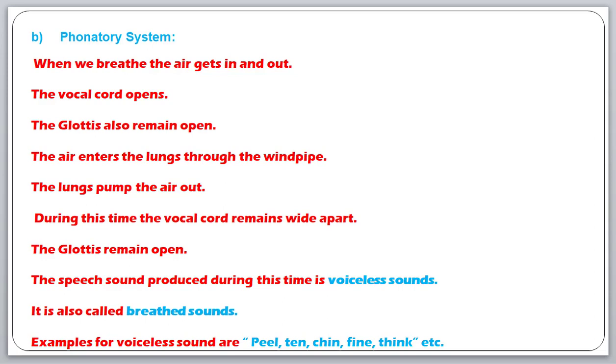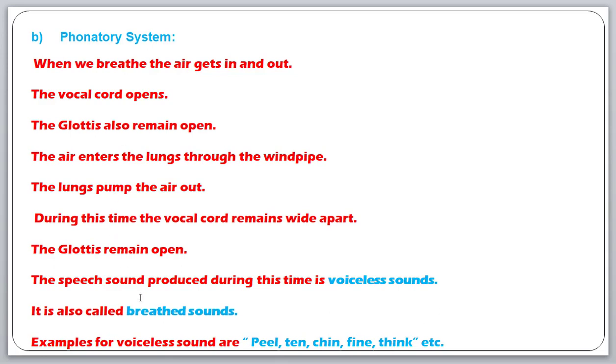Lungs pump the air out. During this time, the vocal cords remain wide apart. The glottis remains open. The speech sound produced during this time is a voiceless sound. It is also called a breathed sound. Voiceless sounds are peel, ten, chin, fin, thin.